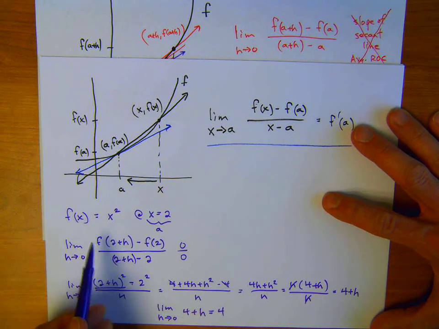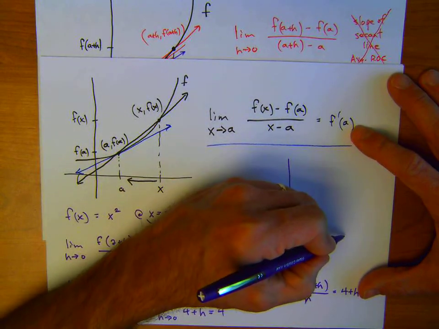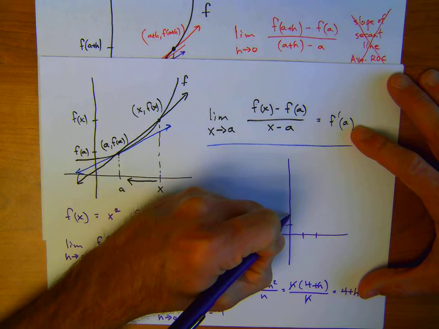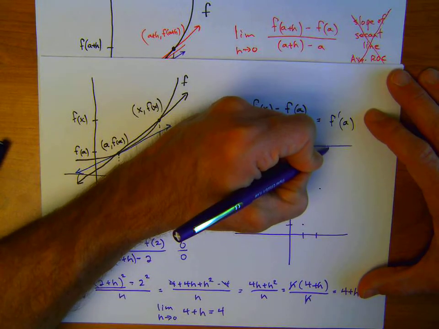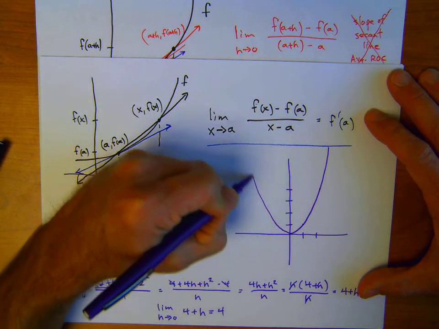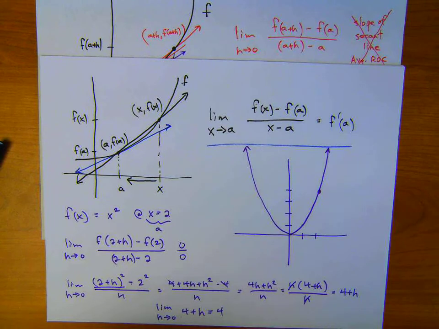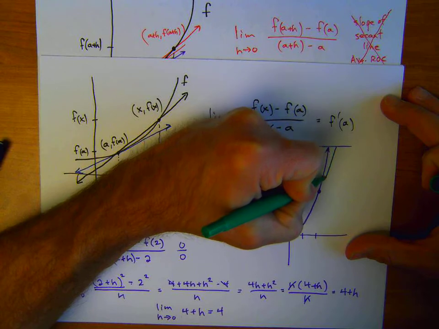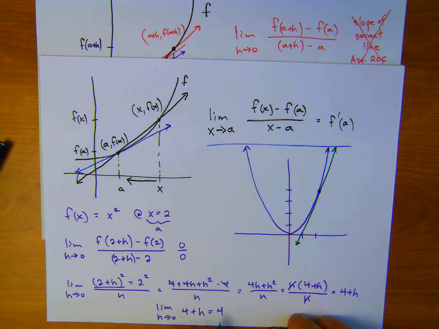Let's look at a quick graph. We know that the function value is 4 at x equals 2, so this would be our function. That's half of it. It's symmetric with the y-axis, so we have it over here. And what we're saying is that right at this point, if I put in my tangent line, then the slope of that tangent line is 4.